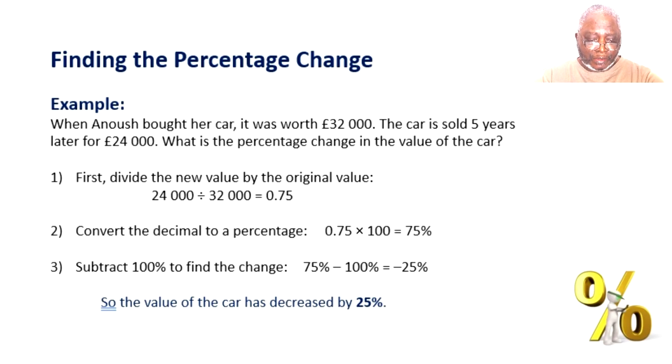Convert the decimal to a percentage. Times 0.75 by 100, and then you have 75%, and all you have to do is to find the difference. So 75% minus 100% is equal to minus 25%. Because it's a minus, then the value is a decrease, and it's decreased by 25%. You need to be very careful when you're working with negative numbers. We've worked with negative numbers before.